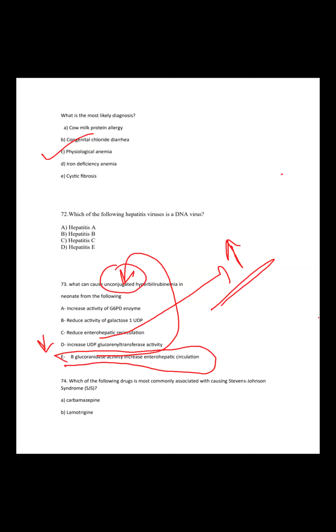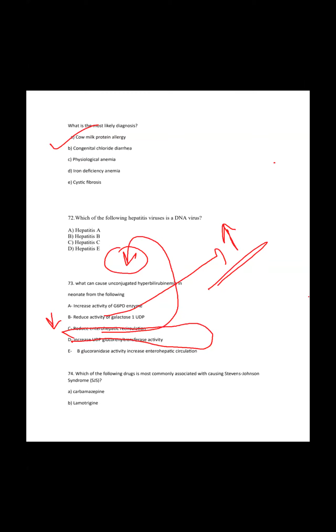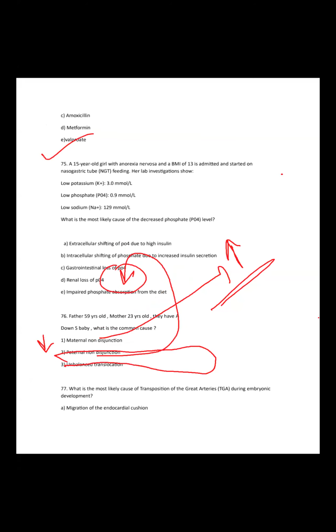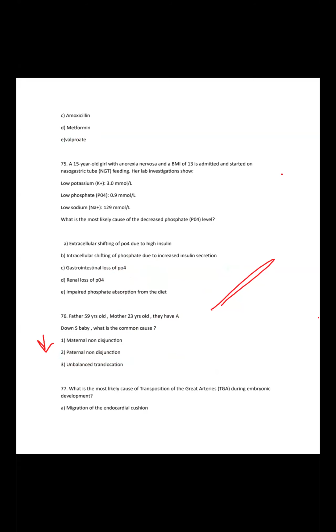Which of the following drugs is most likely associated with Stevens-Johnson syndrome? Carbamazepine is more associated with Stevens-Johnson syndrome. A 15-year-old girl with anorexia nervosa has low phosphate levels. They are asking because she was started on NG tube refeeding, why the phosphate level? Because of the high levels of insulin. So it is basically intracellular shifting of the phosphate due to the increased insulin secretion.